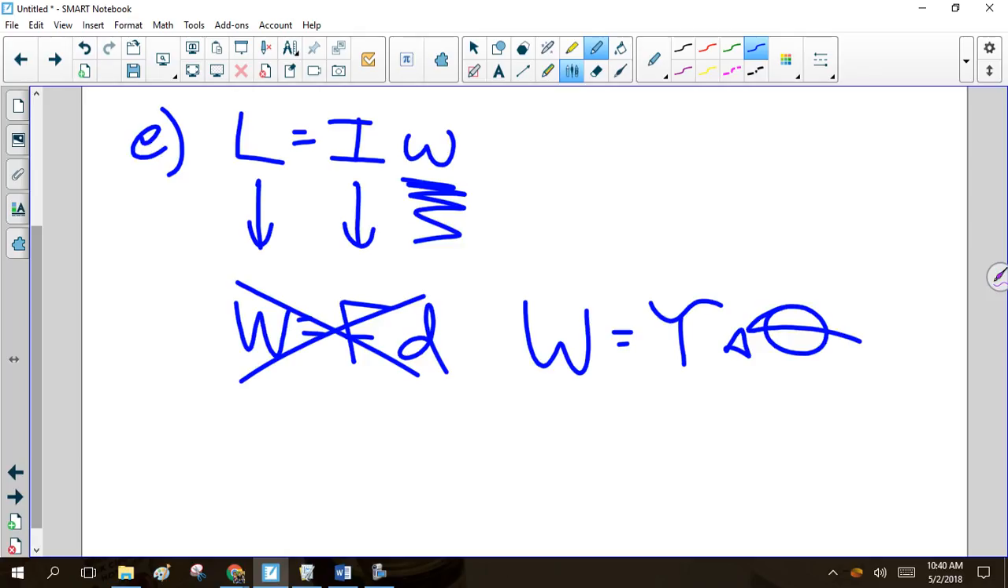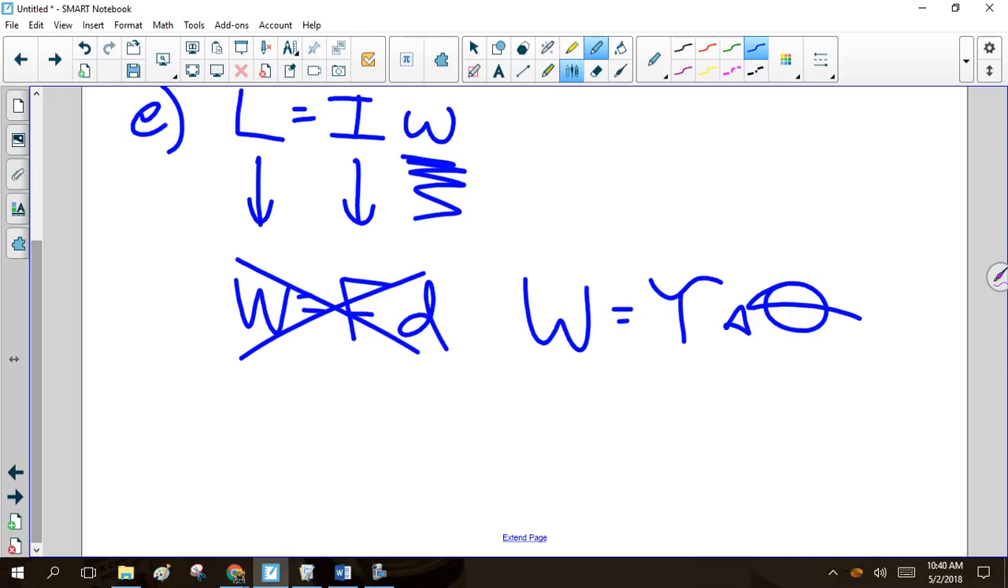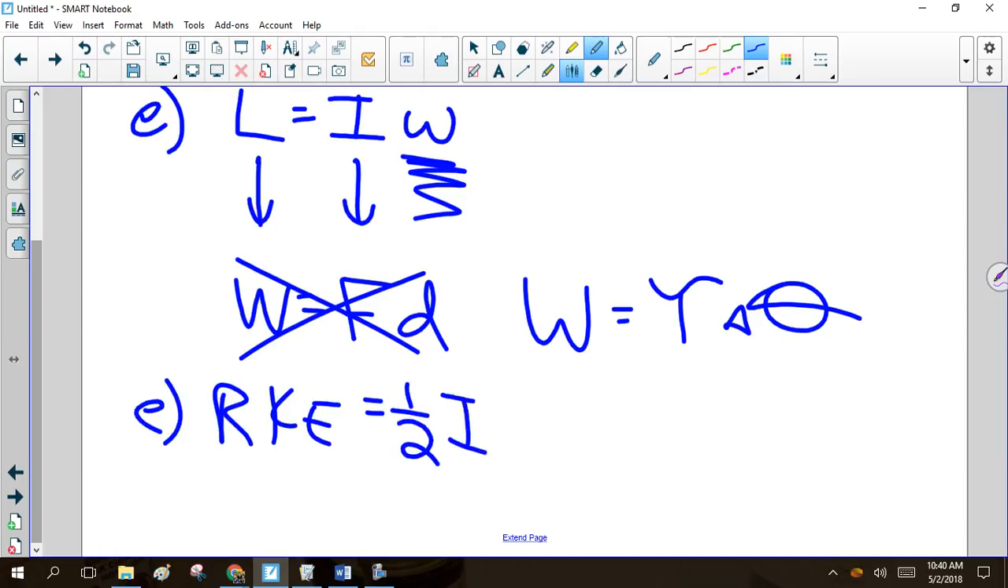All right, what is work? Like, what does work mean? What are you doing when you do work? Changing energy, right? So in this case, what kind of energy are we concerned with? Rotational kinetic energy, right? So rotational kinetic energy is 1/2 I omega squared. Omega is fixed. If I decreases, so does my rotational kinetic energy. We're losing energy, it must be negative work.